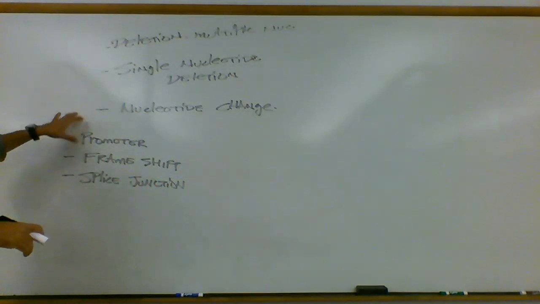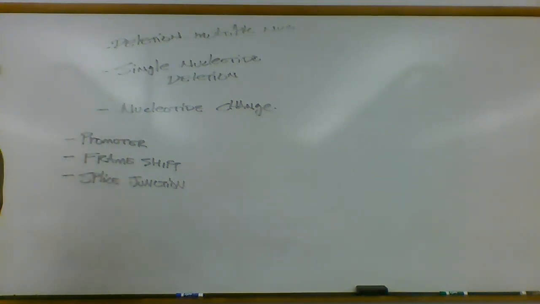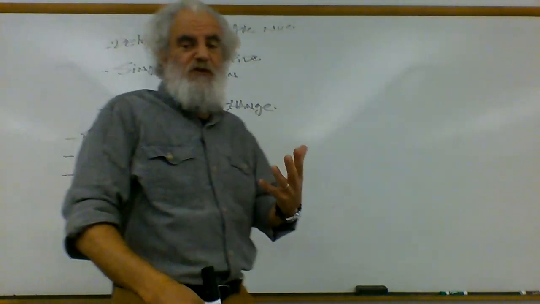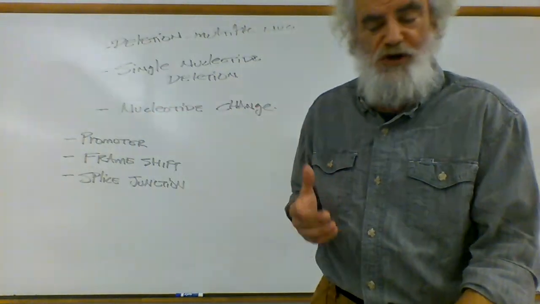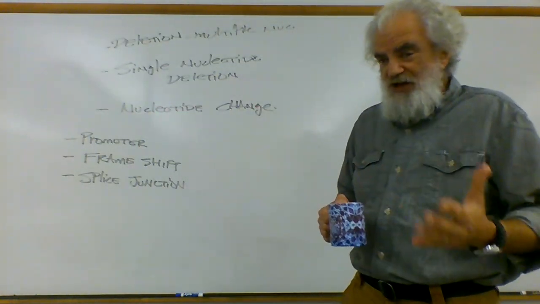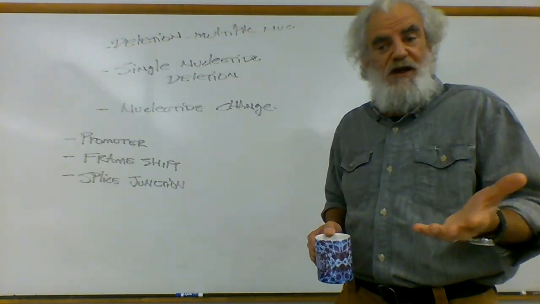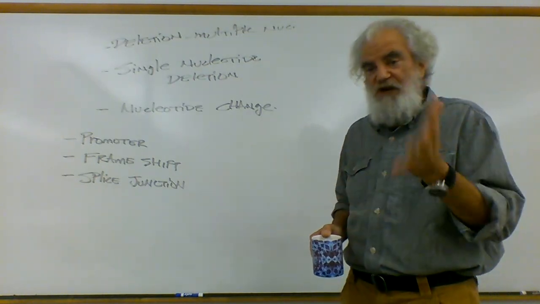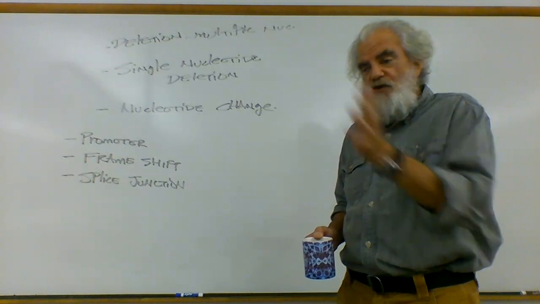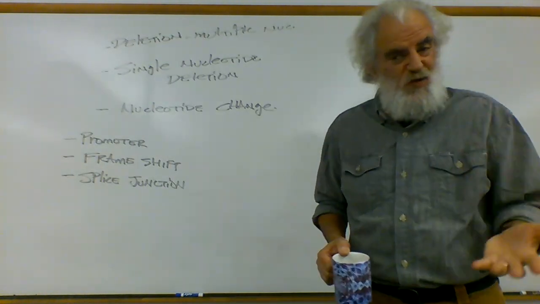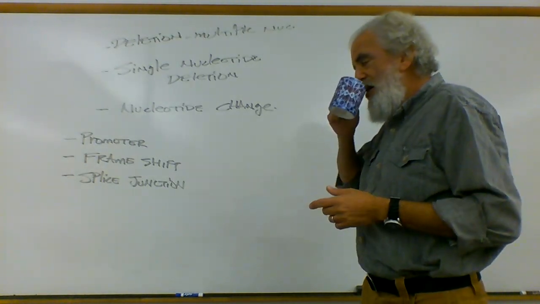Now, with a promoter enhancer type mutation, this is going to affect the amount of gene product being generated. And it could potentially affect where the gene is actually being expressed. That's probably fairly rare, but it can certainly happen. You can mess the promoter up such that it doesn't work anymore.